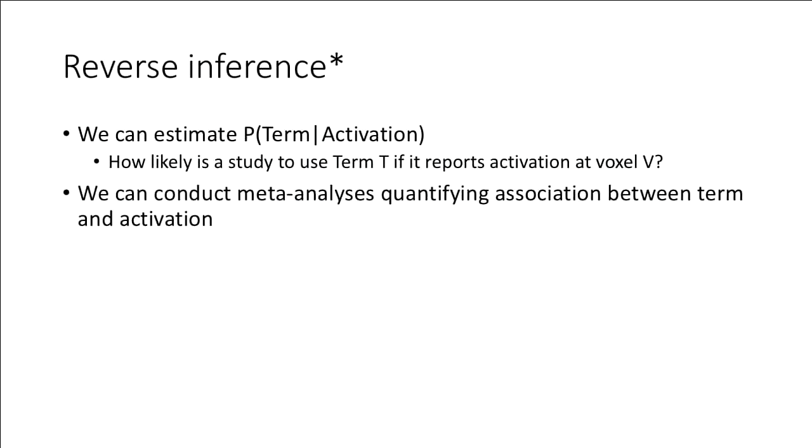Nonetheless, we can ask that question, and then we can conduct meta-analyses quantifying that association between a term like language and some pattern of brain activity. So we can ask, is term T statistically associated with voxel V? So we can get an index of association.